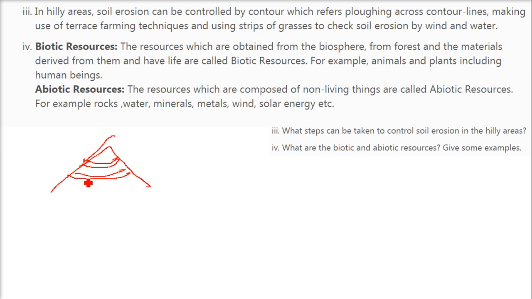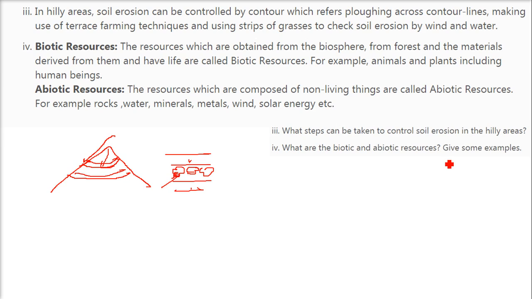We can control the soil erosion by ploughing across the contour. Contours are the lines at equal height. So we can plough across contour lines, making use of terrace farming techniques. And also we can use strips of grasses, like strip farming. These are strips where the crop is grown and in between we grow the grasses. This will also check the erosion by water as well as strong winds.